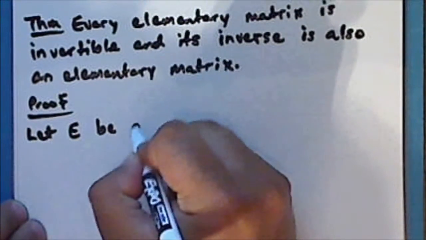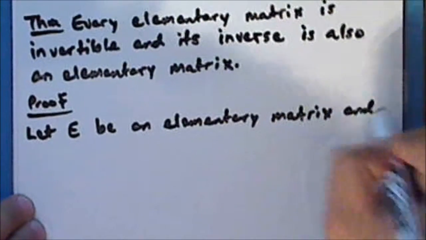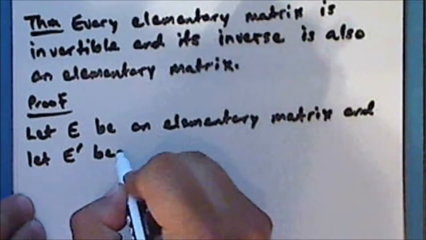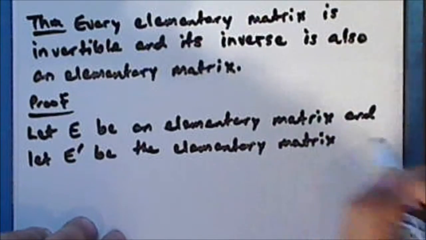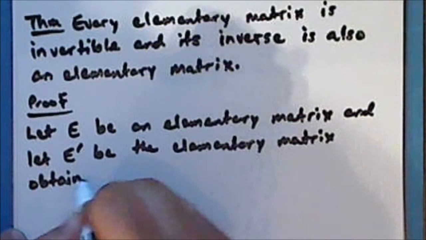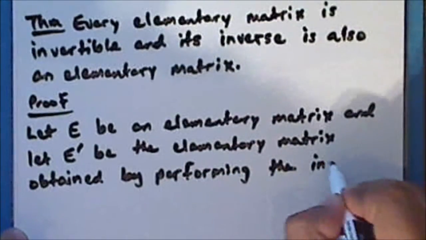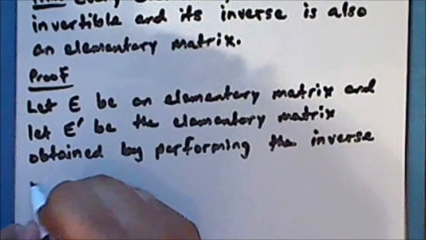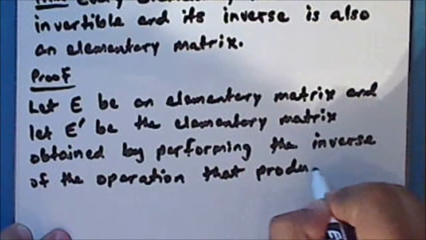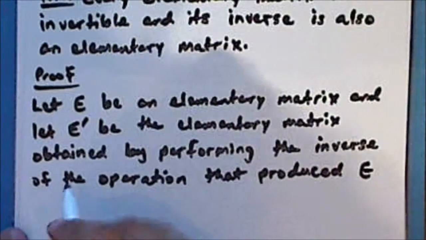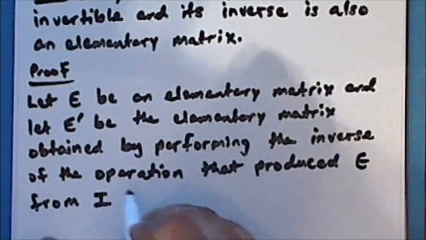Let E be an elementary matrix and let E prime be the elementary matrix obtained by performing the inverse of the operation that produced the elementary matrix E from the identity, and this inverse is performed on the identity.